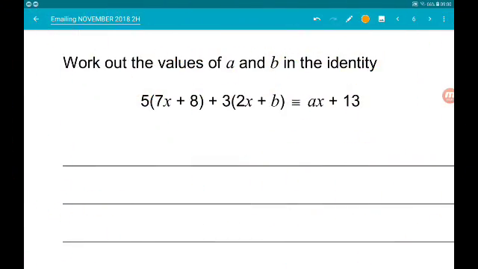Okay, question 7, 4 marks. We want to work out the values of a and b in the identity 5(7x + 8) + 3(2x + b) is identical to ax + 13. A three-line equals sign means the left hand side is identical to the right hand side. So we are not trying to solve for x because it's not an equation.